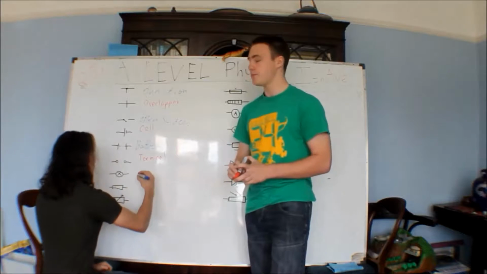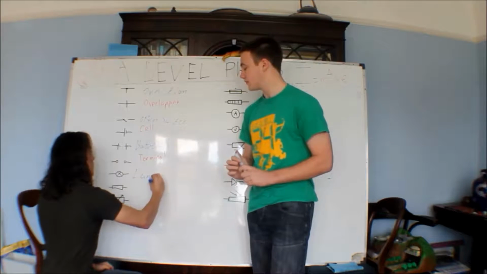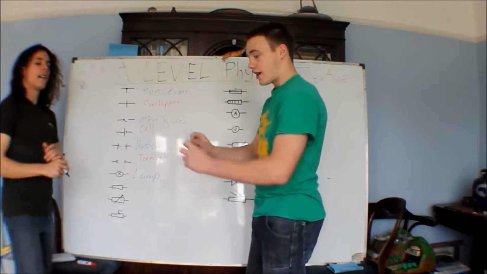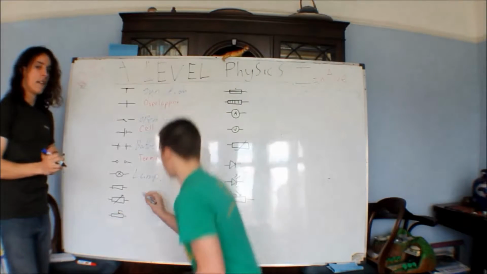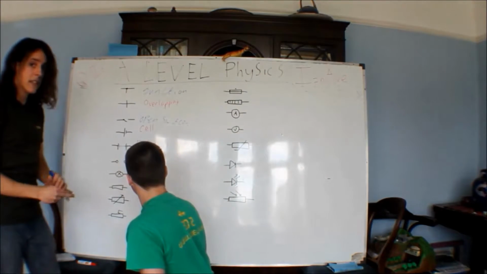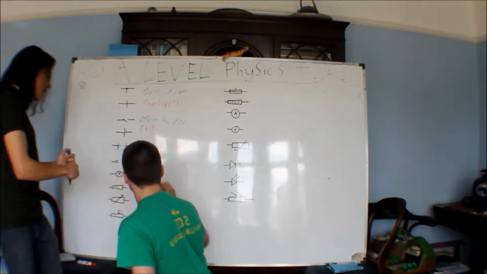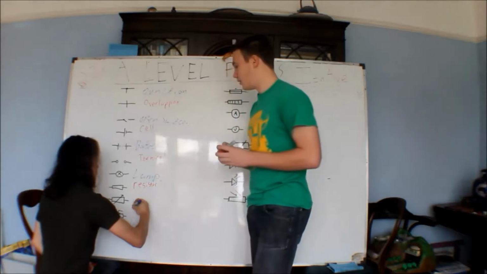This is a lamp, some form of light source. Just a rectangle on its own with the wires is a resistor. The next one is a variable resistor. It's got an arrow in it, so it can be changed.